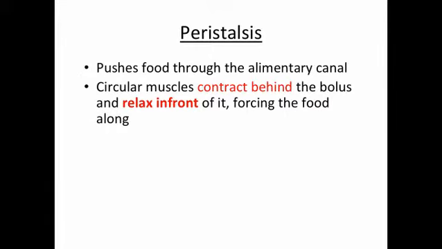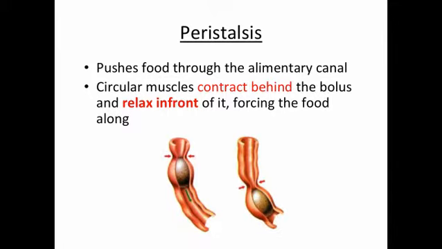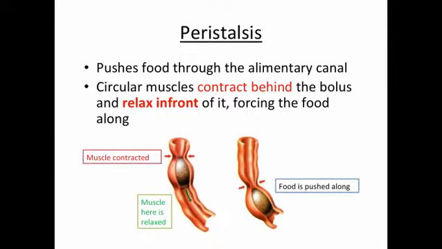Peristalsis uses muscles within the alimentary canal, and they contract behind the food. A word you see here is the word bolus. This just means a ball of food. So they contract behind the food and they relax in front of it, and this pushes the food along. As you can see, you've got a ring of muscle contracted behind the ball of food and relaxed in front. And you just get a wave of this muscle action which pushes the food down through the digestive system.